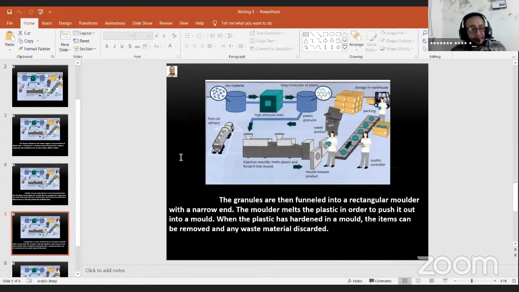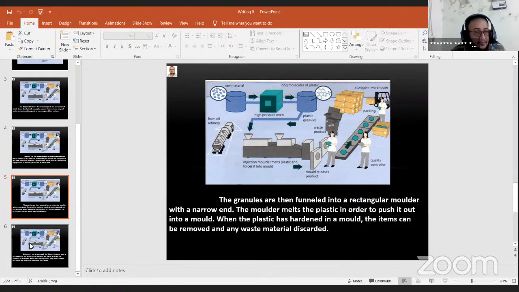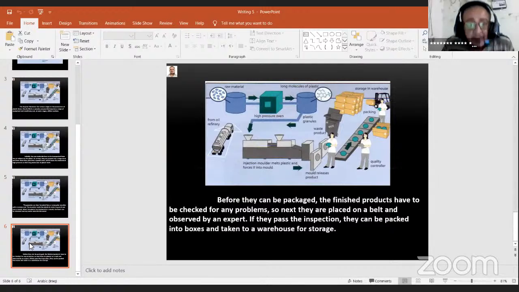Let's go on. The last step: before they can be packaged, the finished products have to be checked for any problems. So next they are placed on a belt and observed by an expert. If they pass the inspection, they can be packed into boxes and taken to a warehouse for storage.